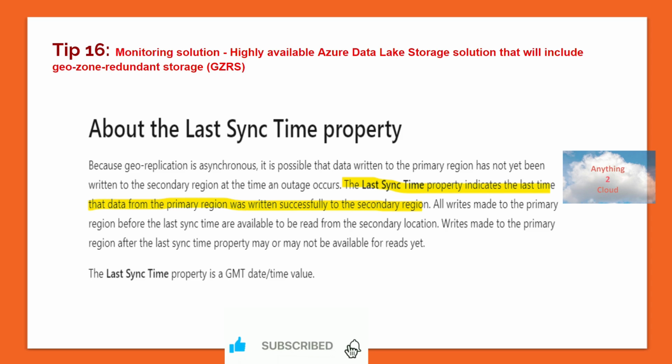So for a high availability monitoring solution, we should use the last sync time property, because this tells you when the last replication was done to the secondary.